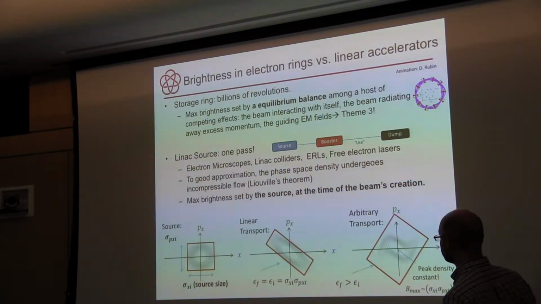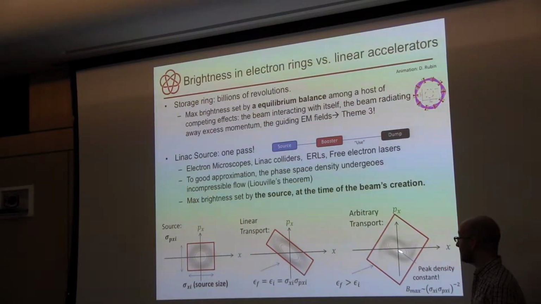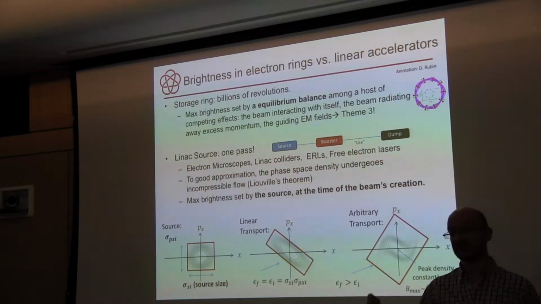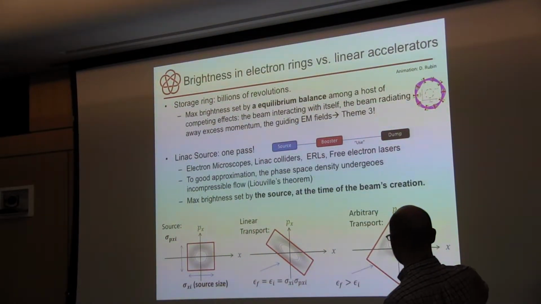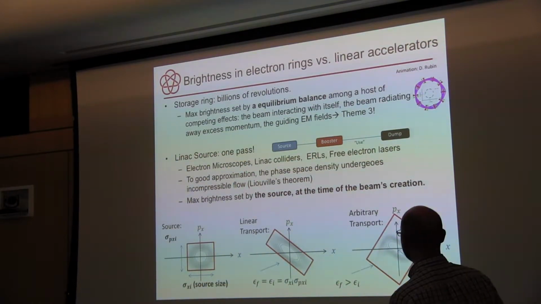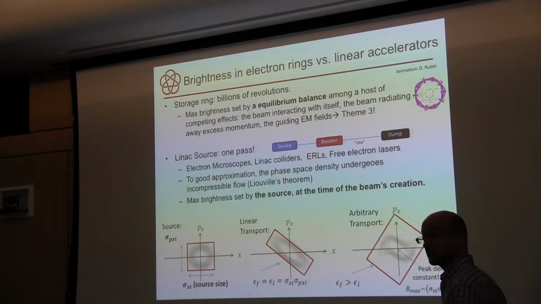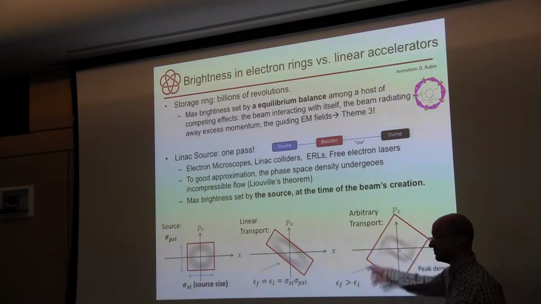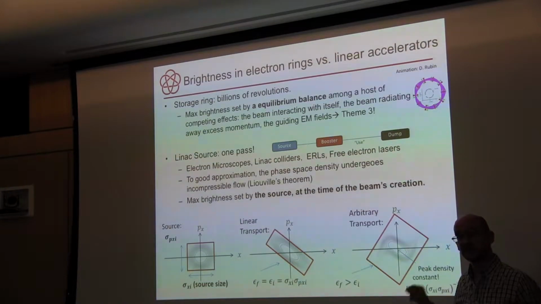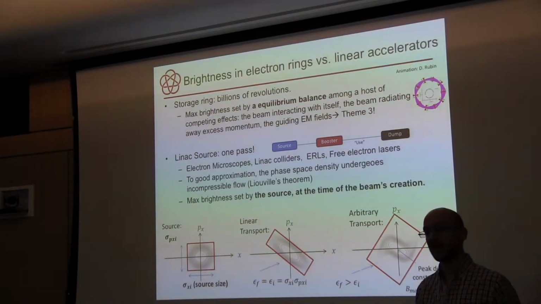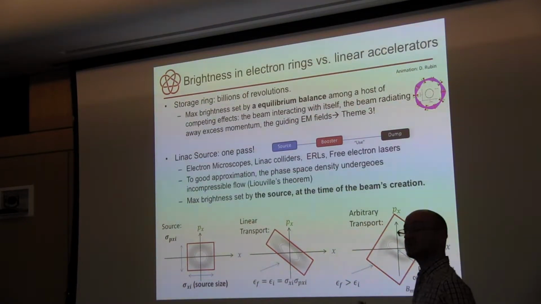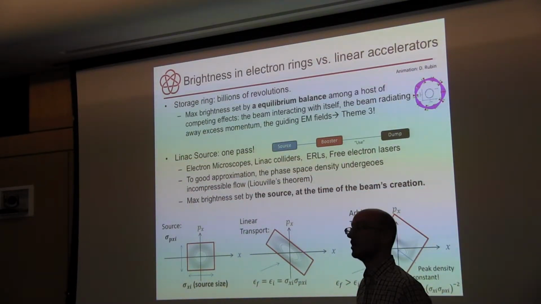The source still matters, because if we look at the phase space density right here at the center, since we're undergoing incompressible flow, it is constant, still set by the initial source parameters. So in many applications, you can cut off this part of the beam, and the beam you're left with still has its maximum phase space density determined by the source. So the source is very powerful when defining the parameters of a linac.